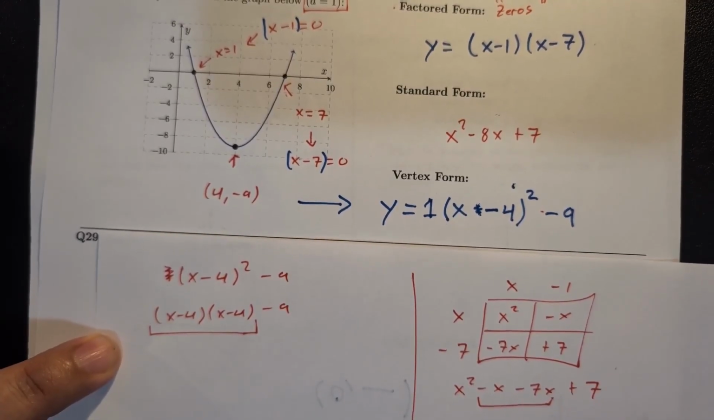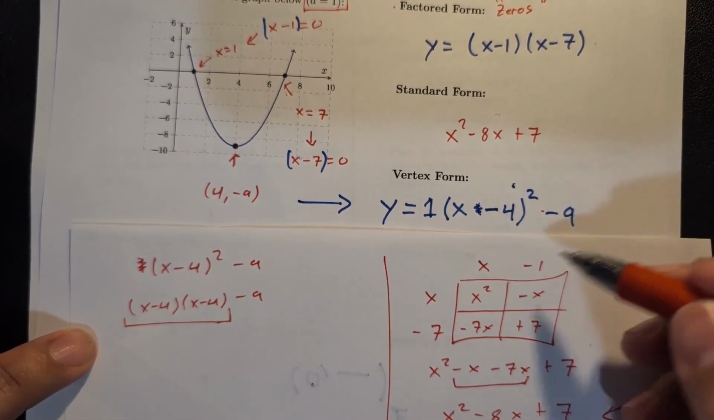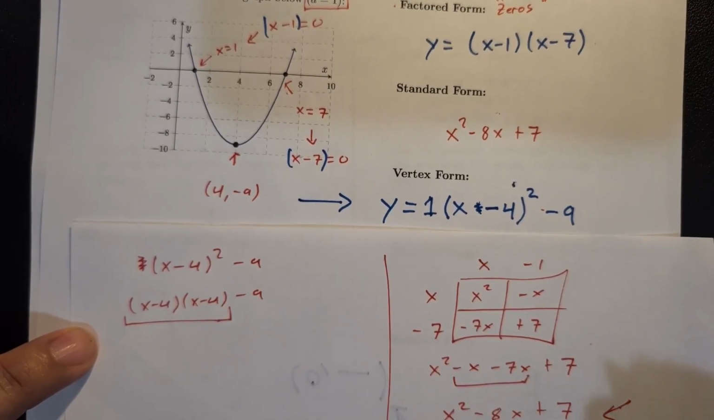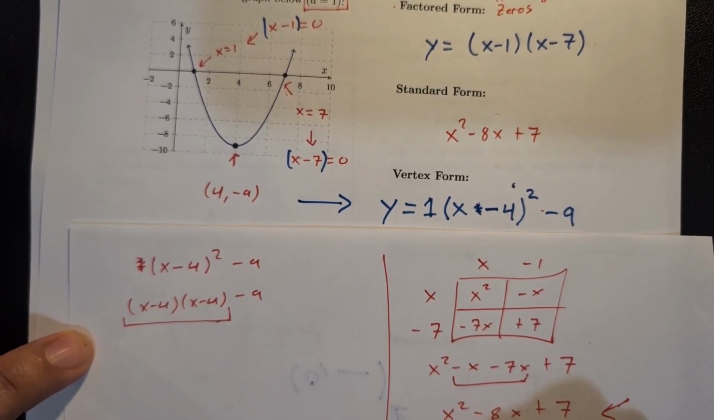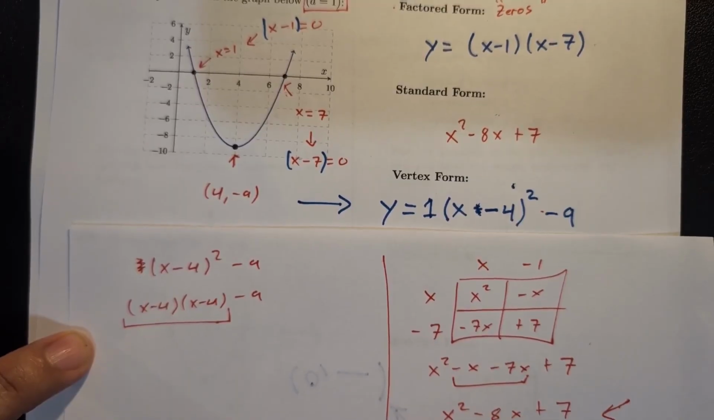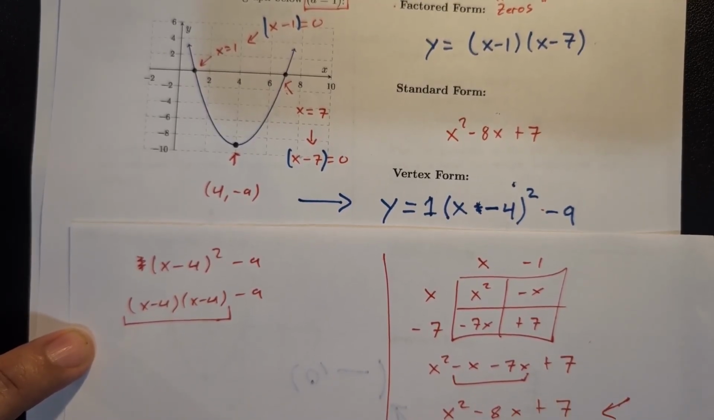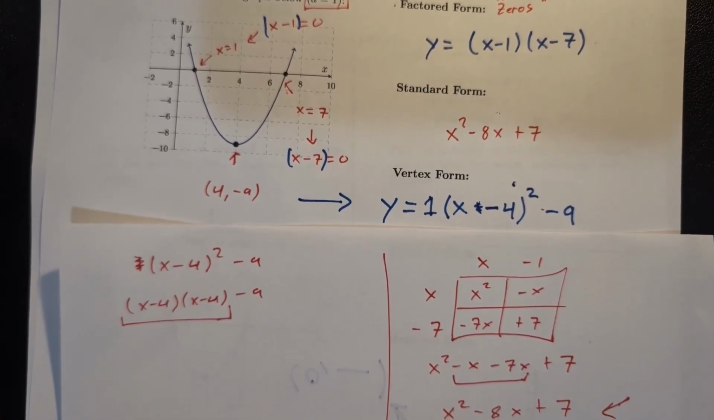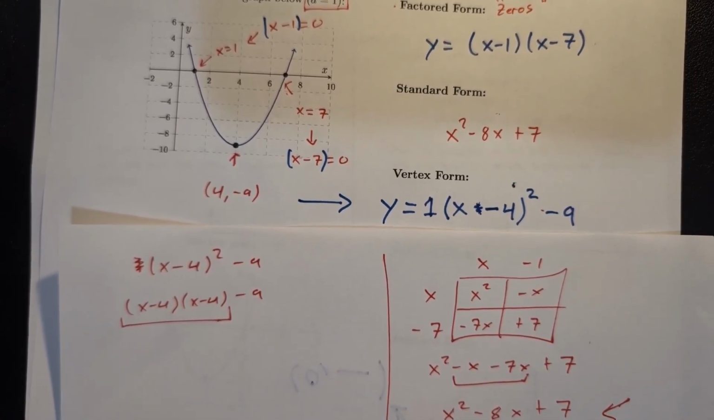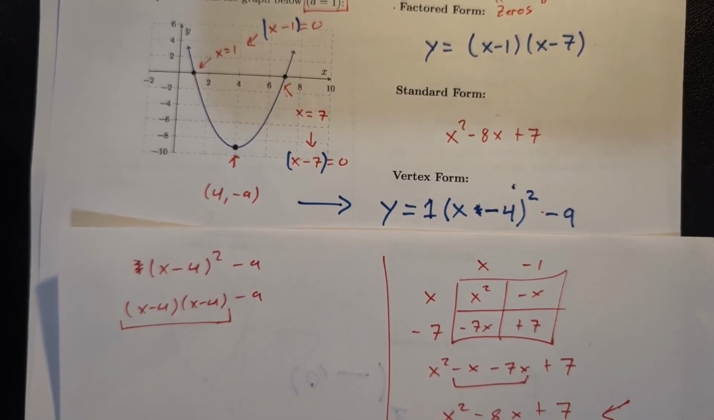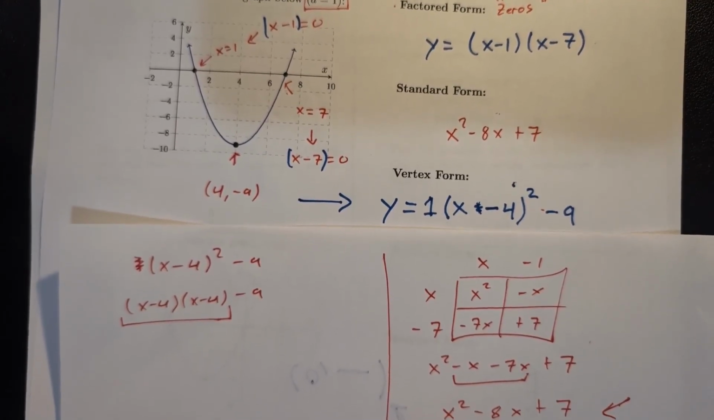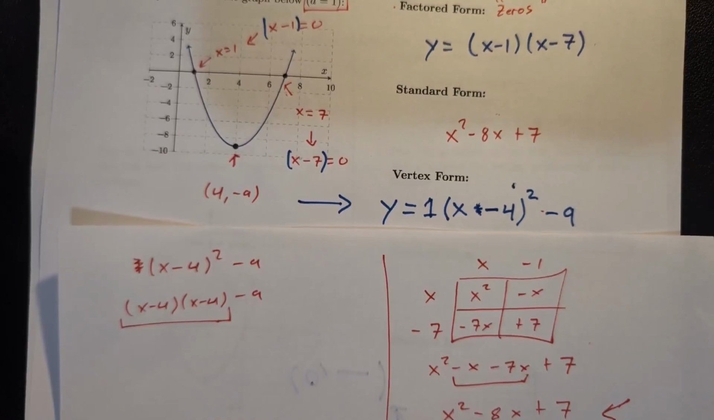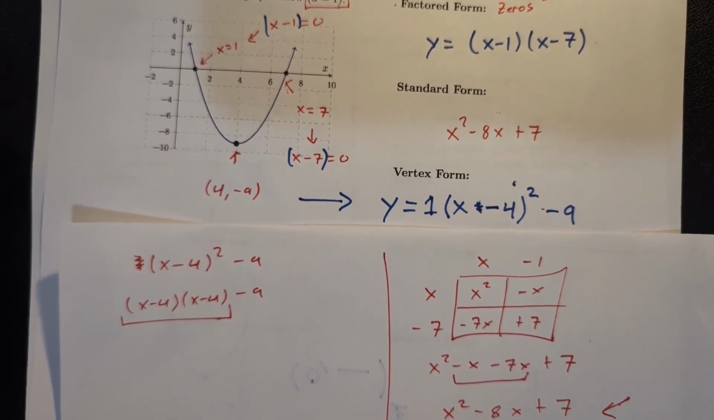Let's do another box on the side. I would say this one's easier because we're going to have to end up doing the box anyways. So let's do x minus 4, x minus 4. This becomes x squared, negative 4x, negative 4x, and positive 16. So we get x squared minus 4x minus 4x plus 16. x squared minus 8x plus 16.